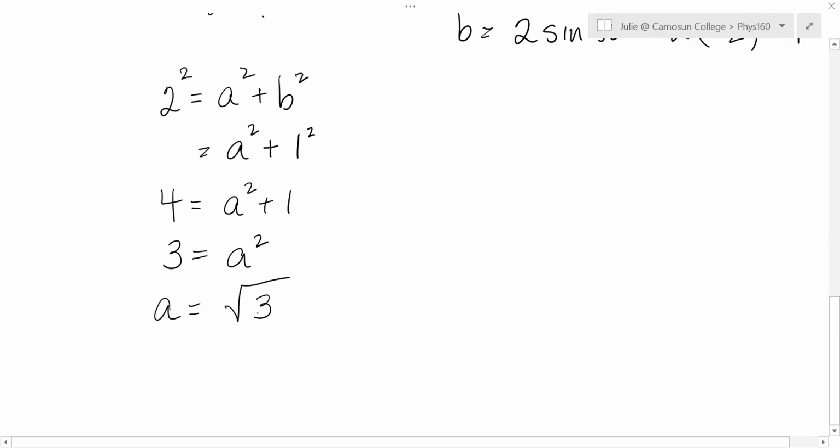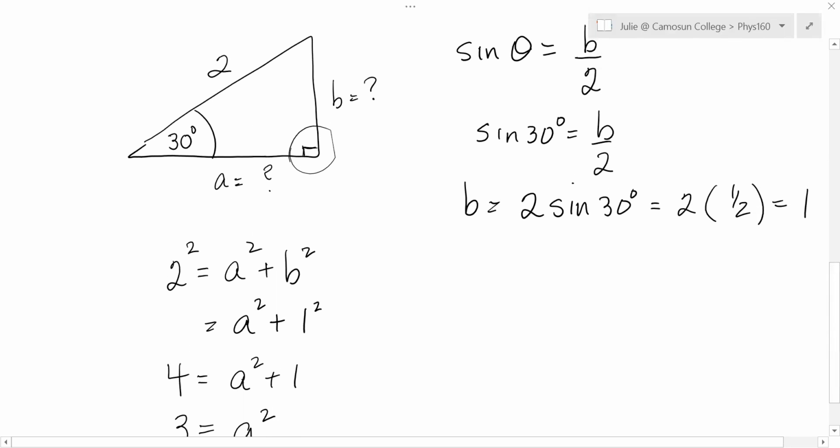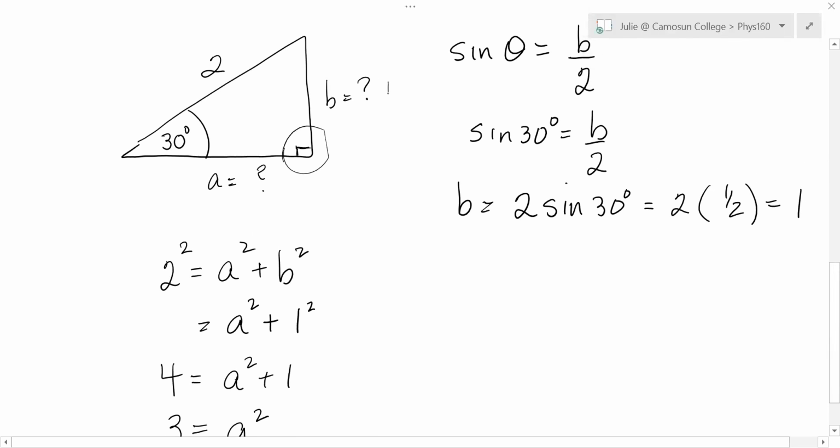And now we have A, B, and the angle. We've determined everything. So we know everything about this triangle. B is 1, A is root 3, hypotenuse is 2. Now if we had to work this angle out, this angle would be 60. Now you should be able to do these triangles even though they're upside down or sideways.